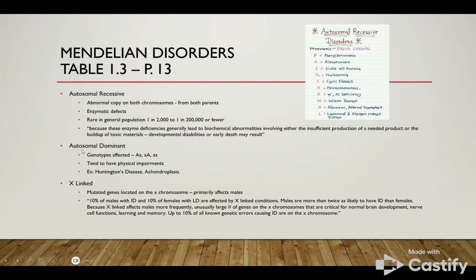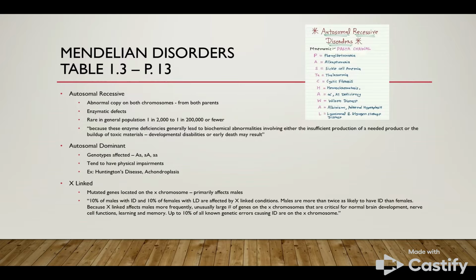An autosomal dominant disorder is a dominant type of disorder where it is probably expressed in one or both of the parents. This is where physical impairments come from a lot of the time. Some examples of this are Huntington's disease or achondroplasia. And then X-linked disorders are when mutated genes are located on the X chromosome, and this primarily affects males.